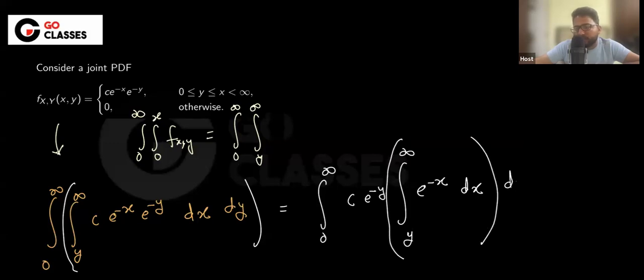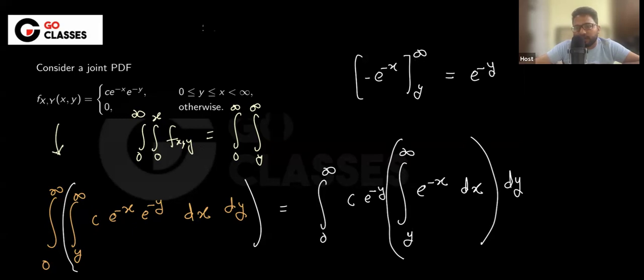And once you do this, then you need to do dy. So what is this integration? This is minus of e power minus x, and then you need to put the limit from y to infinity. If you put the infinity, it will be 0 minus, and minus will be plus. So it will be e power minus y. Is this fine to everyone? Let me know.